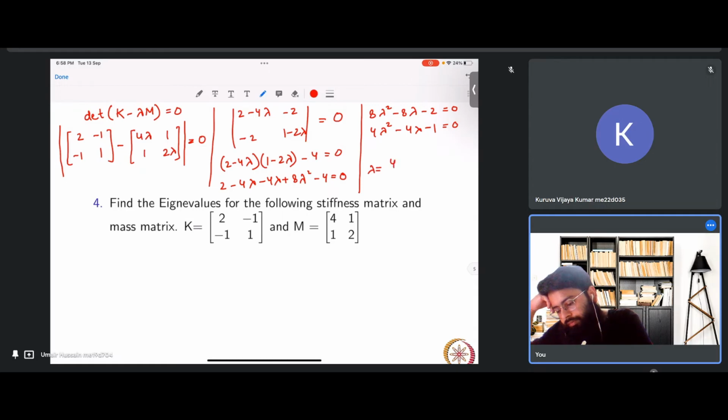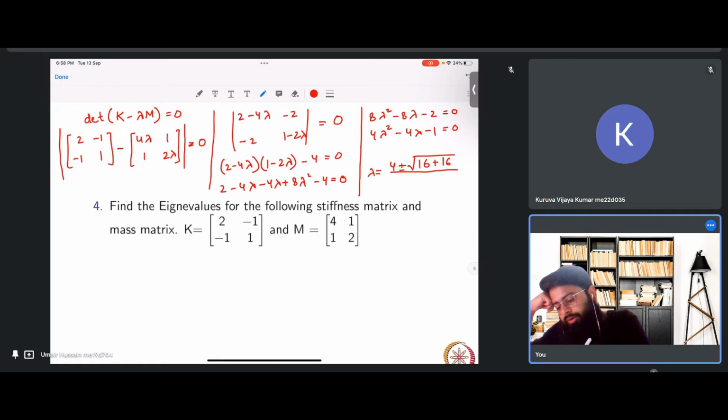That is minus b plus minus root of b square minus 4ac, it makes plus 16, right? Minus 4 into minus 1, that's plus 4 into 4, 16, upon 2a, that makes 8.